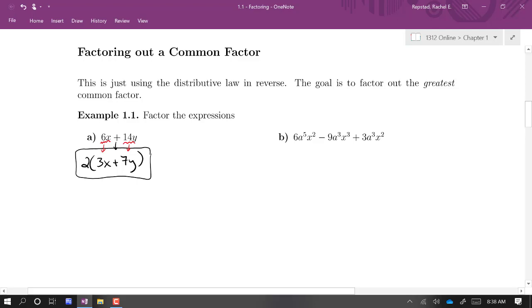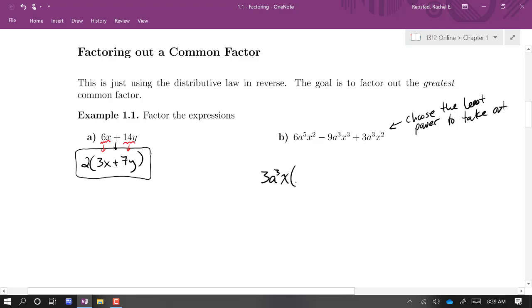And now all three terms have a's and x's, but they're to different powers. So you choose the least power to take out. So we're taking out a 3. Let's see, the power on a should be, we've got a 5, a 3, and a 3, so it'll be a cubed. And for the x's, we're going to take out an x squared because that's the least power.